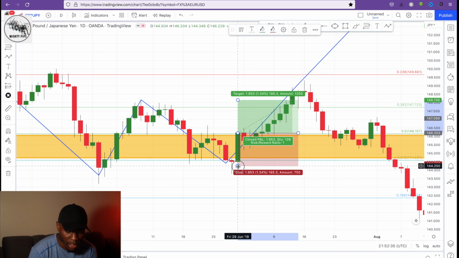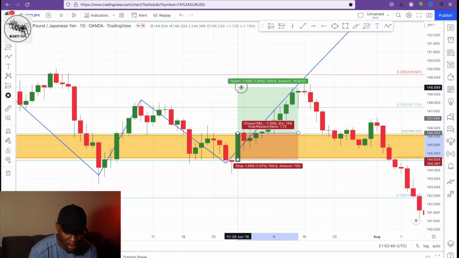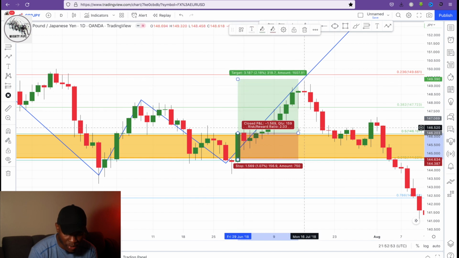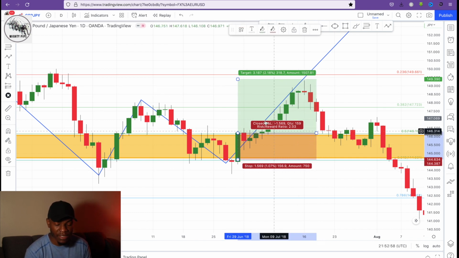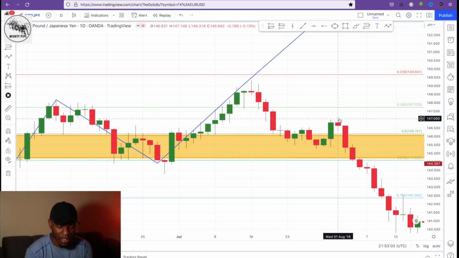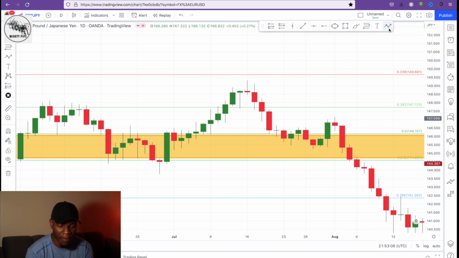You would put your stop loss just below the golden zone, right? And then you would target maybe, let's see, did we get a 1 to 2? We barely missed a 1 to 2, but still the market went and gave us that profit, guys. So after that, you see that the market did come back down.